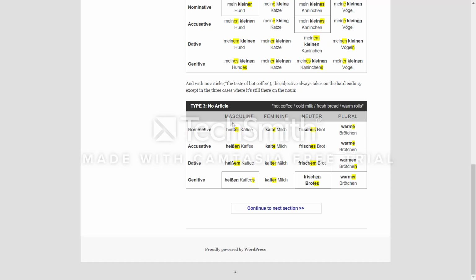We talked about en being common for the masculine accusative. Here's our en. And otherwise, accusative follows the same pattern we've already talked about. Common ending for the dative masculine and dative neuter is em. Here we have em. And the feminine er. Here we have er.